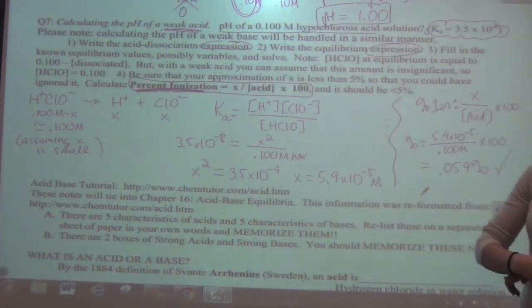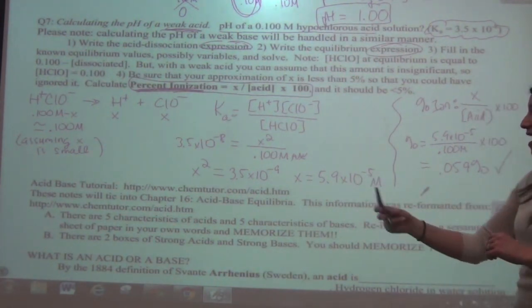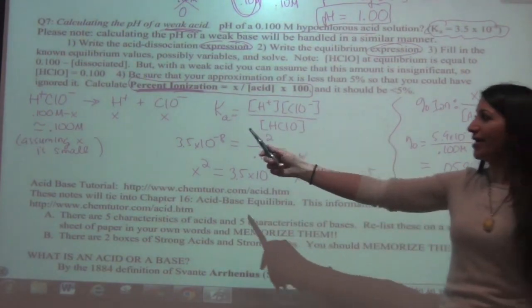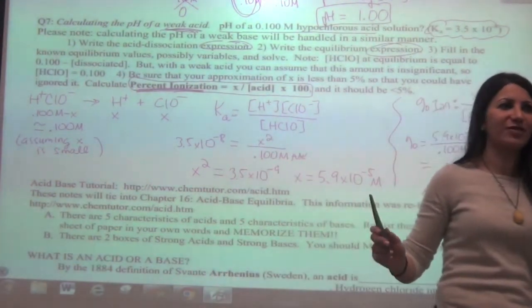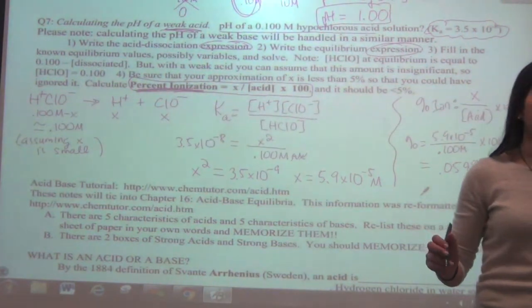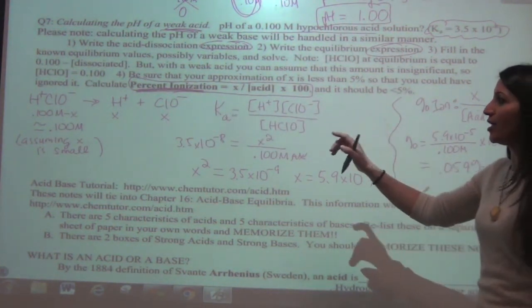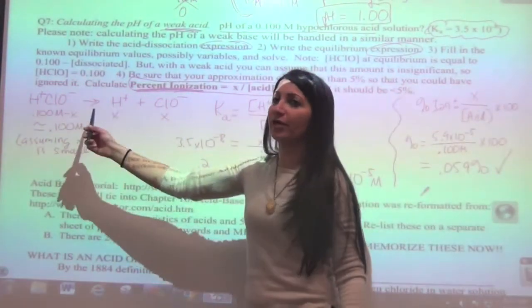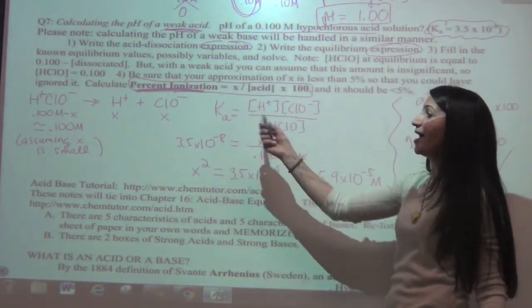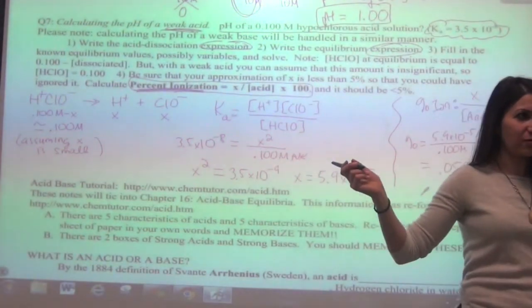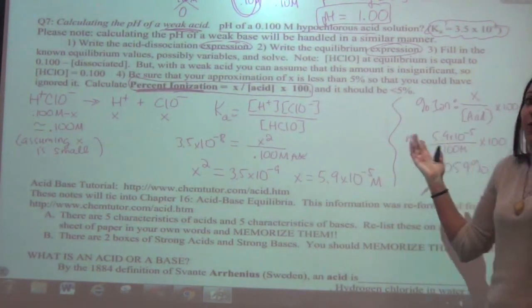Now, we're not done yet, because that's X, and we come back to X, what were we looking for in this original problem? The pH. Now, if this ended up being greater than 5%, you would actually have to use the algebra to solve for it, you would have to do 0.100 minus X, and then solve for it that way, okay? But since we don't have to, now we're done.